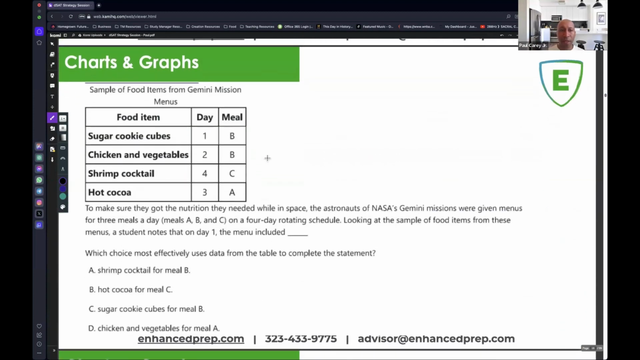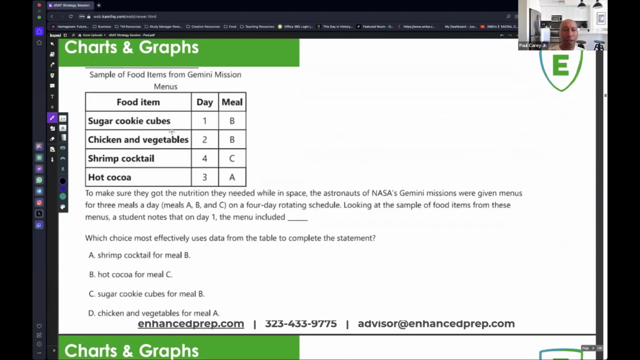Okay. So let's check out charts and graphs. So charts and graphs are also kind of interesting, right? It says which choice most effectively uses the data from the table to complete the statement. So now if we're thinking about this one, now we have to do two things. We have to first analyze the chart that's above, and then we also have to read the passage as well and figure out which one is going to go there. So because of that, this is going to be one that's a little bit harder, which is going to take more time. So this is, again, another one that we want to save till last.